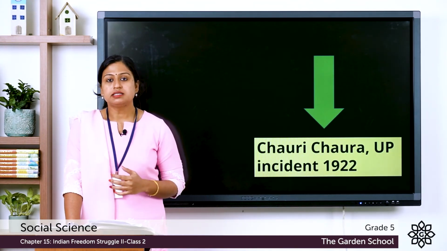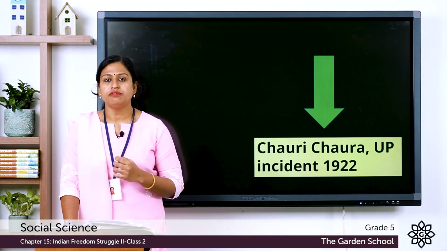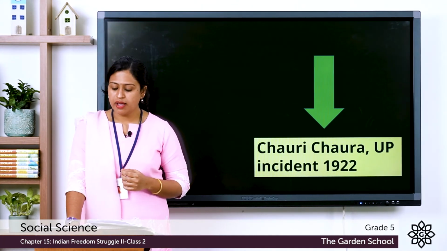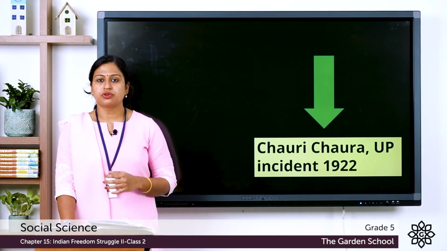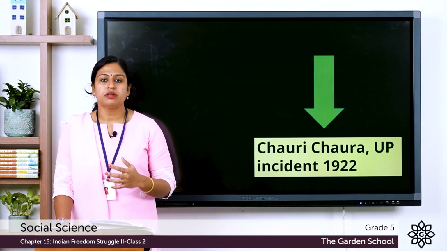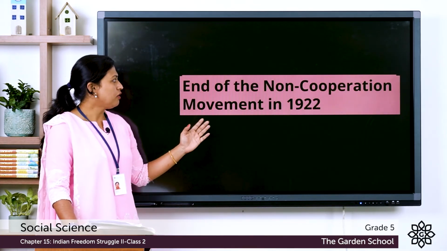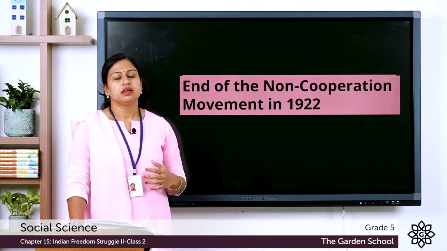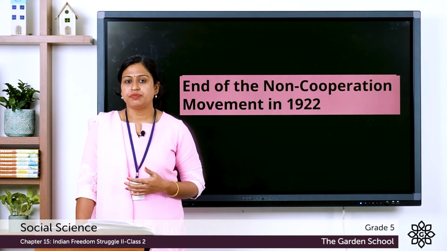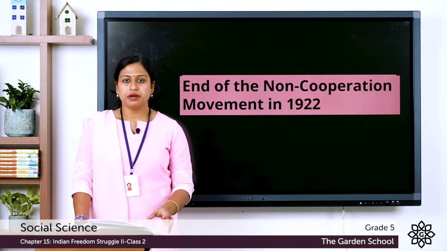Now this violent act was against the principles of Gandhiji. We know that he followed truth and non-violence. So Gandhiji took responsibility for this violent act and he stopped the non-cooperation movement. So we can say that the end of the non-cooperation movement was in the year 1922. And after this, Mahatma Gandhi and thousands of people were arrested by the British.